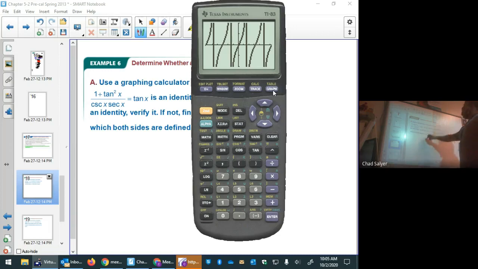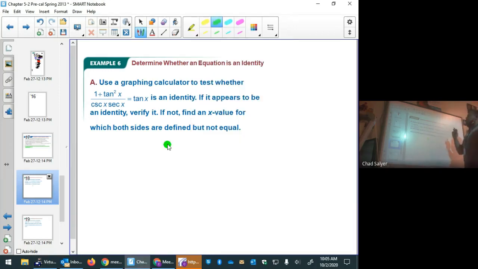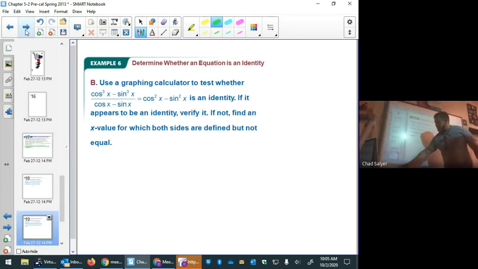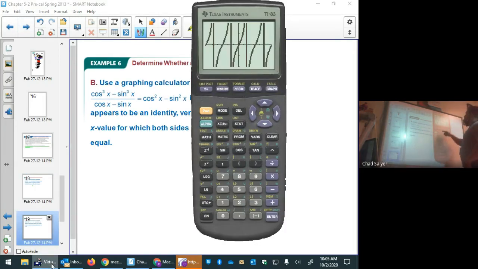So the task in this problem was to see if it was a good candidate, and then I do it algebraically. I'm not going to do that. You've seen enough of those. Let's go on to the next one, because this one is a little bit of a different scenario.